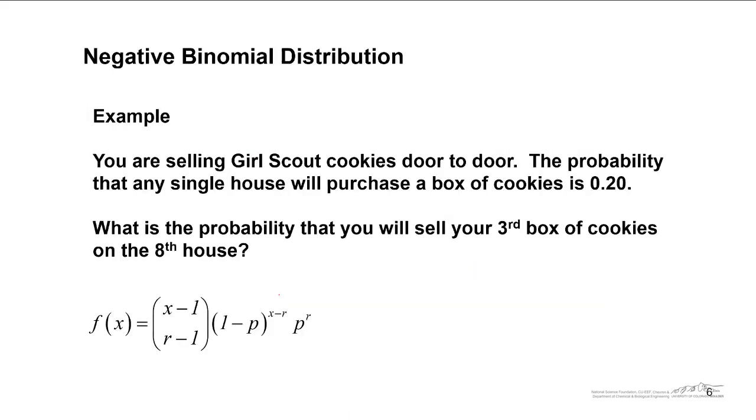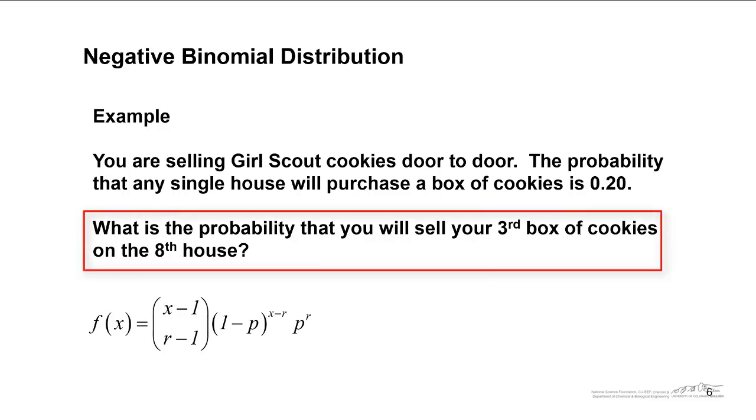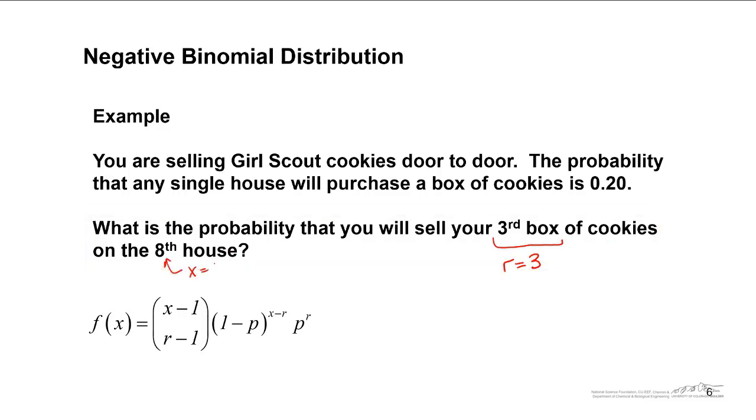So let's go through an example here, an extension of our Girl Scout cookie problem. The probability of success that any single house will purchase a box of cookies is 20%. A negative binomial distribution problem would be, what is the probability that you will sell your third box of cookies? We're saying selling a box is a success. That means r equals 3 successes on the 8th house. So exactly on the 8th house. That means x equals 8.